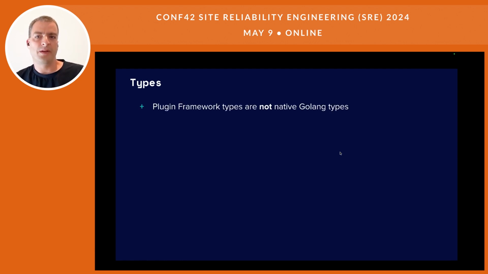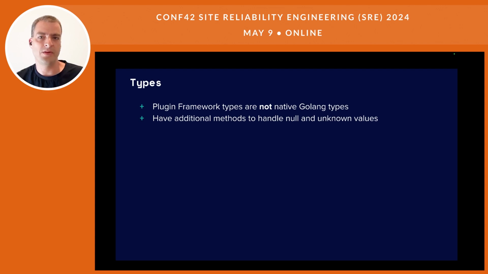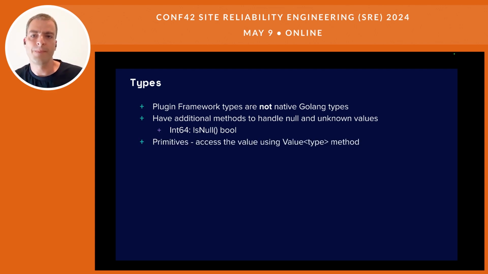Types of the Terraform plugin framework are not native Golang types. So an Int64 in the plugin framework is not a native Int64, because they have additional methods to handle null values and unknown values. For example, an Int64 and any other type has an IsNull method that returns true or false in case this is a null value or not.